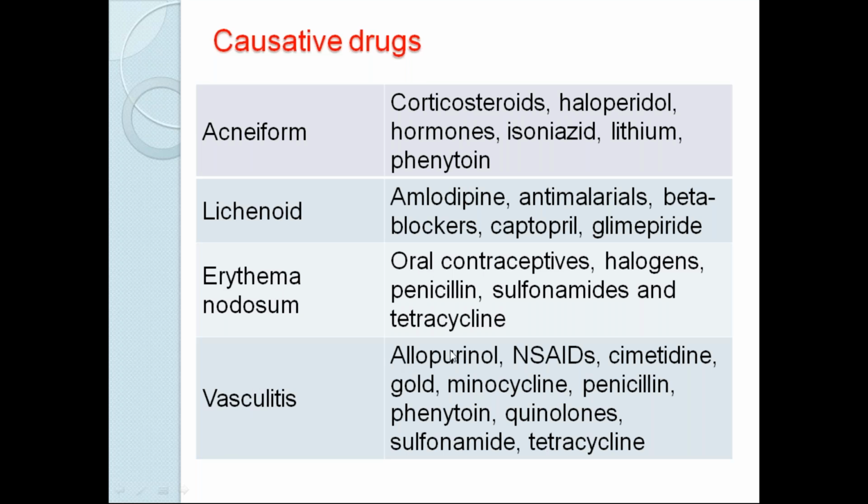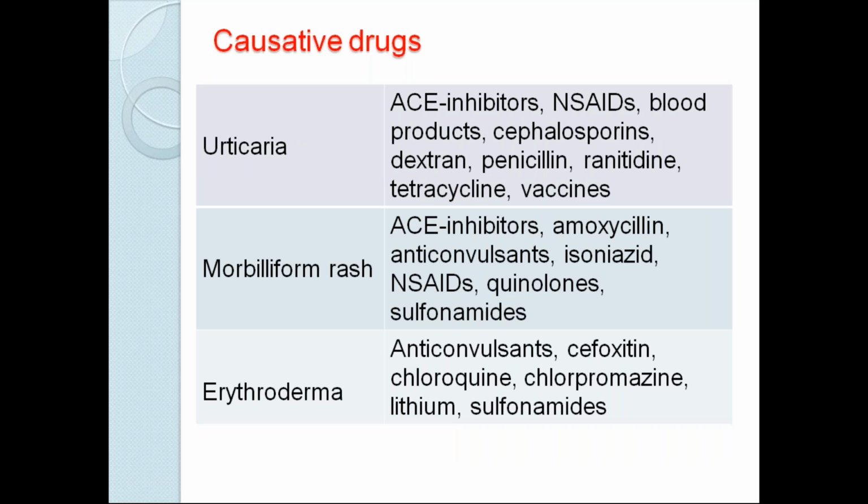And vasculitis. Drugs causing vasculitis are allopurinol, NSAIDs, cimetidine, minocycline, penicillins, tetracyclines. These are most common. Coming to urticaria, ACE inhibitors can cause urticaria, NSAIDs, and also cephalosporins. Again, ranitidine, penicillin, and some vaccines. Post-vaccination also you can see urticaria. And next, coming to the morbilliform rash: ACE inhibitors and amoxicillin, anticonvulsants, isoniazid, NSAIDs, sulfonamides and quinolones. So these can cause morbilliform rash. And coming to erythroderma, anticonvulsants, cefoxitin, chloroquine and chlorpromazine, all these can cause erythroderma.